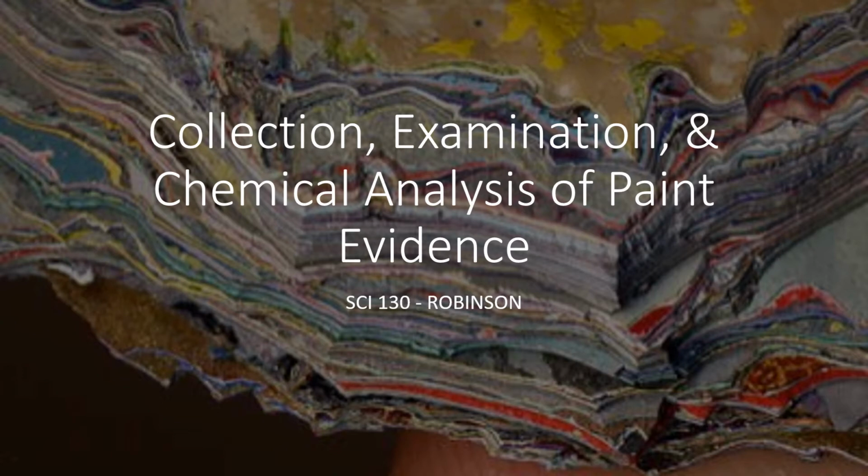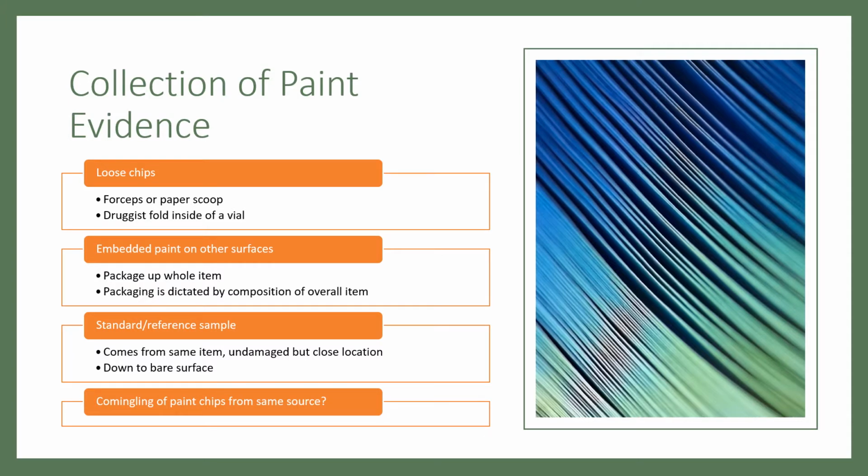Collection, examination, and chemical analysis of paint evidence. So paint evidence that you find can come in a bunch of different forms. You might find loose chips of paint.